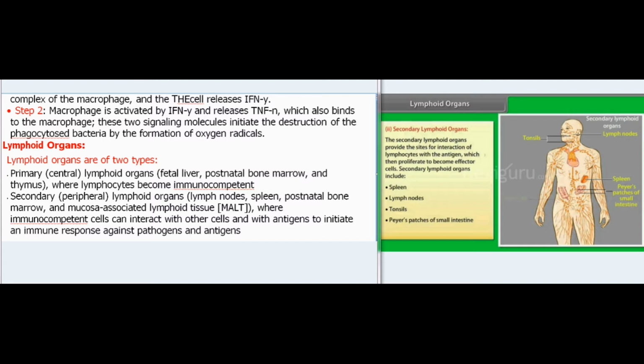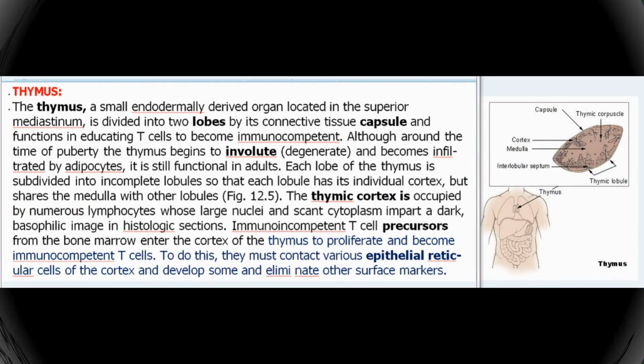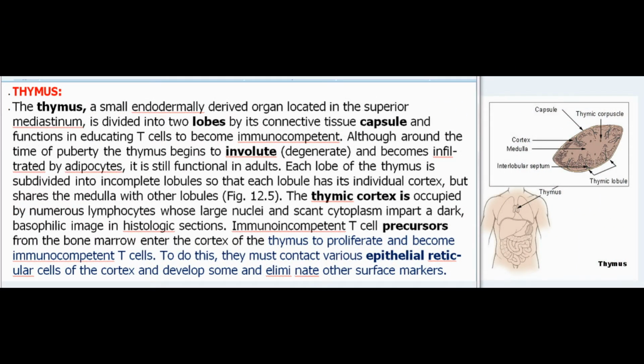Secondary, peripheral lymphoid organs: lymph nodes, spleen, postnatal bone marrow, and mucosa-associated lymphoid tissue (MALT), where immunocompetent cells can interact with other cells and with antigens to initiate an immune response against pathogens and antigens. Thymus: the thymus, a small endodermally derived organ located in the superior mediastinum, is divided into two lobes by its connective tissue capsule and functions in educating T cells to become immunocompetent.